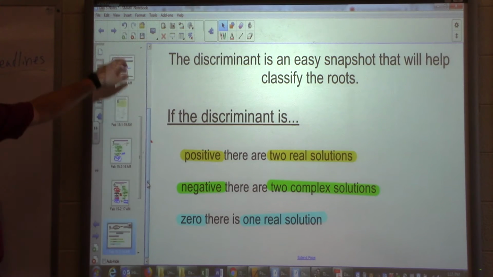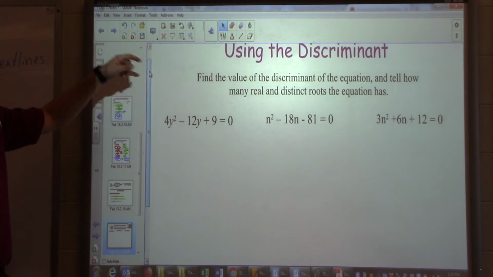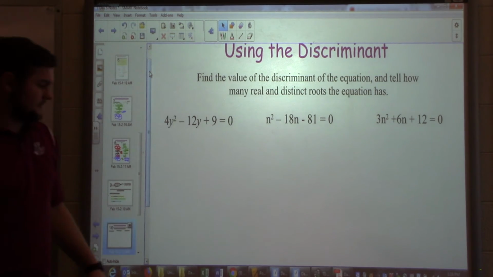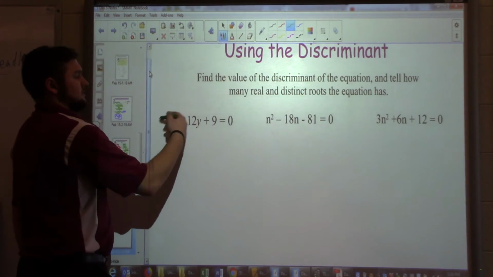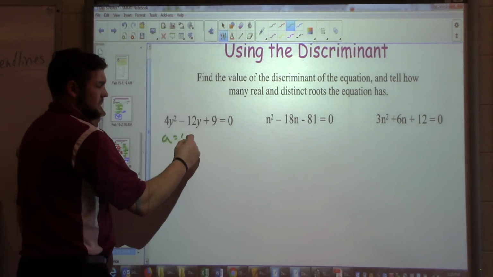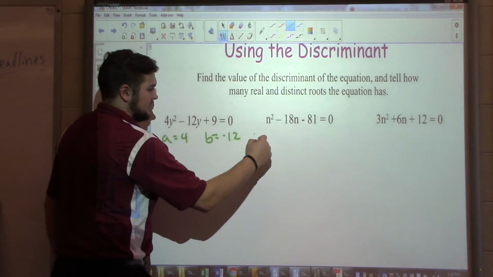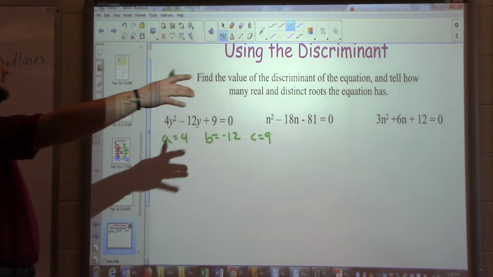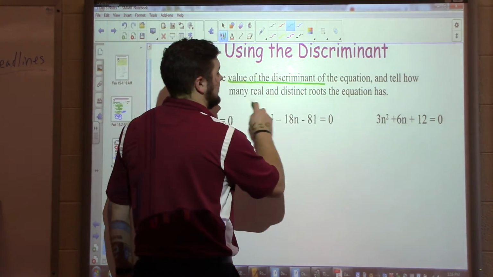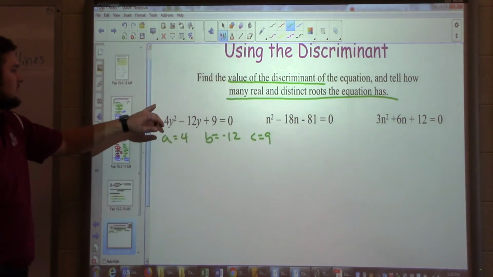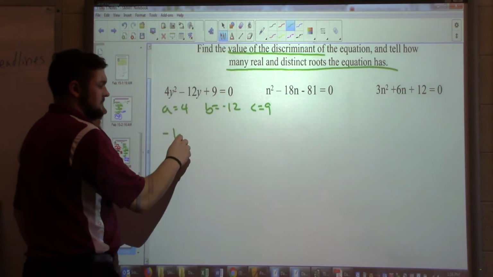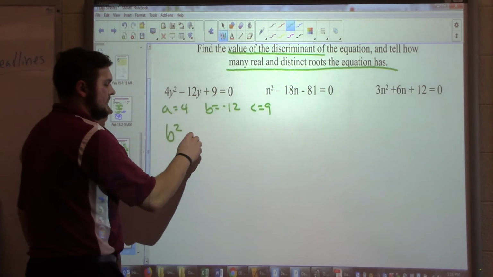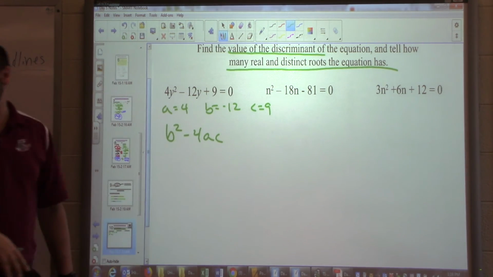Okay? So if we look here, let's just do 2 of them. Alright. First one. Standard form equal to 0. A equals 4. B equals negative 12. C equals 9. Right? All I'm going to do, because all it's asking, find the value of the discriminant. Tell how many real and distinct roots the equation has. So I'm not going to take negative b, I don't want the whole thing. I just want the discriminant. I just want b squared minus 4ac. That's all I want.